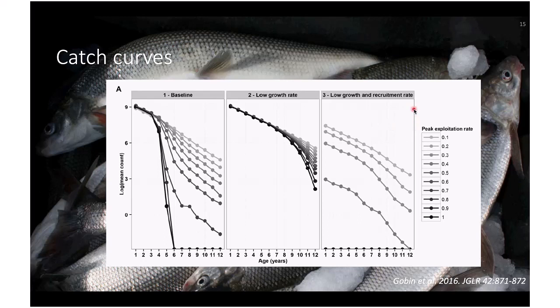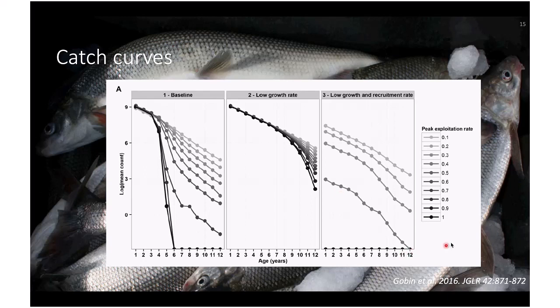And if we look at that last scenario, we see something a little bit different. When we reduce both growth and recruitment, we not only see impacts at the older ages, but we also see impacts at the younger ages too, which are fish too small and too young to be harvested by the fishery. So this is indicative of recruitment overfishing, where by over-harvesting the spawning stock, we're reducing the number of recruits that are being produced and added to these populations each year, which is further driving down these populations.